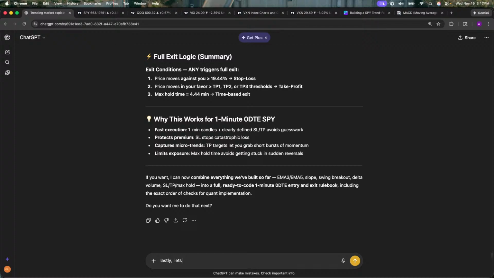So lastly, let's add the following. Session is between 9:31 a.m. and 10:55 a.m. Only one trade per day. Okay, only 2 trades max per day. Starting, oh, that's what I forgot. Starting balance is $100.